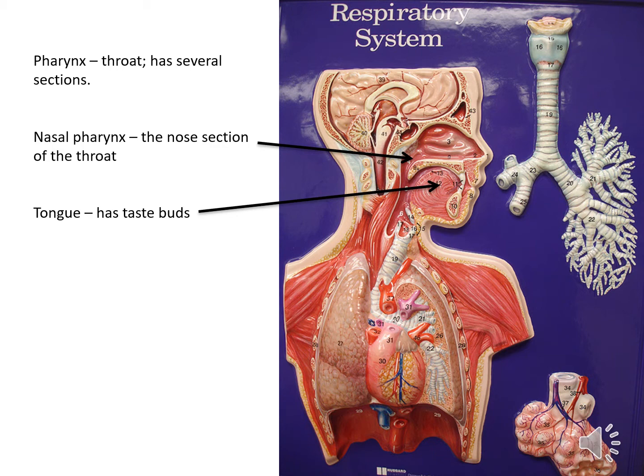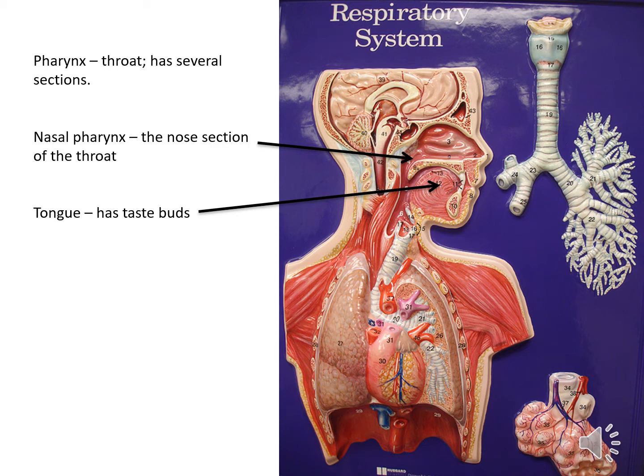The pharynx, or the throat, does have several sections, the first of which is the nasal pharynx. We do need to know about that one. It's the nose portion of the throat. Now, there is a big section of nose that I don't know why the lab book didn't really point out, but when you get to the back of the nose, you do start the area of the throat. That would be the nasal pharynx.